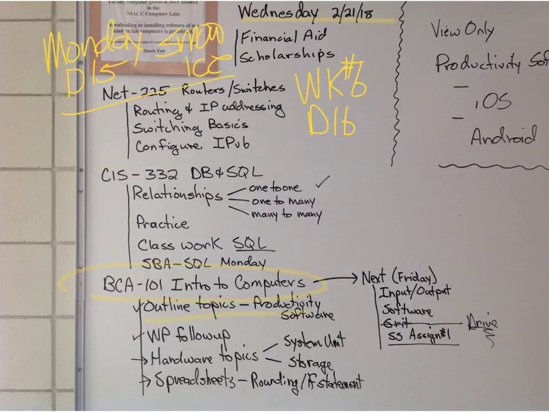We talked some things about the outline. I reviewed productivity software. We'll talk more about that. Word processing following up on the work. The skills-based hardware, system unit, storage, talked a little bit about those. And we did some more in spreadsheets. We did not cover rounding yet. We're going to do that on Friday. But we did cover the if statement, and also, let me make this a little more clear, VLOOKUP. Alright.